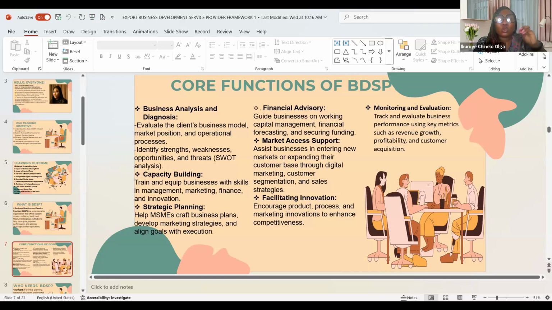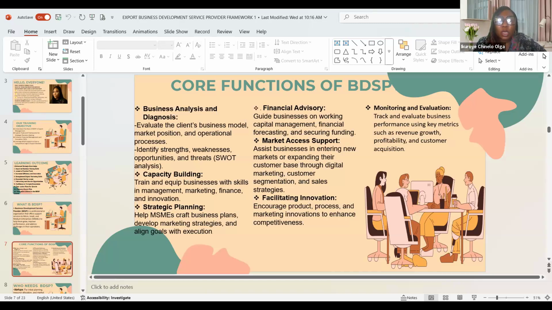Then it also trains and equips businesses with skills in management, in marketing, in finance and innovation, just like we are training you now. So it does that for not just you, your staff, because if you're competent and your staff is not competent, it doesn't make an impact. So you have to cascade it down to the people who are below you.